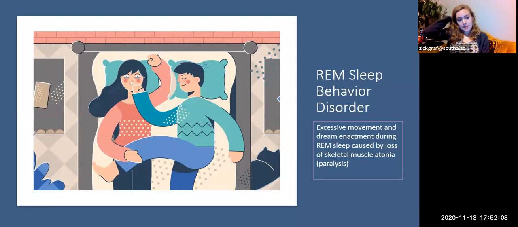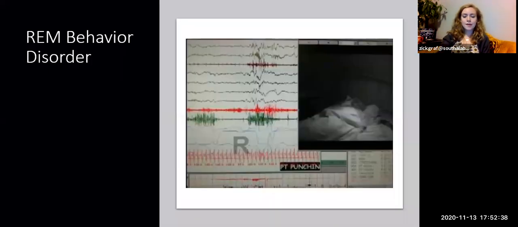Okay, so that's recurrent isolated sleep paralysis disorder. It's a disorder where REM sleep bleeds over into consciousness and the paralysis associated with REM sleep remains. REM sleep behavior disorder is kind of the opposite. It's where someone experiences excessive movement, often dream enactment, caused by a loss of skeletal muscle paralysis during REM sleep. During REM sleep, your body should be producing glycine and GABA to inhibit your muscle movements and make it impossible for you to move. If your brain's not doing that properly, you can experience REM sleep behavior disorder.